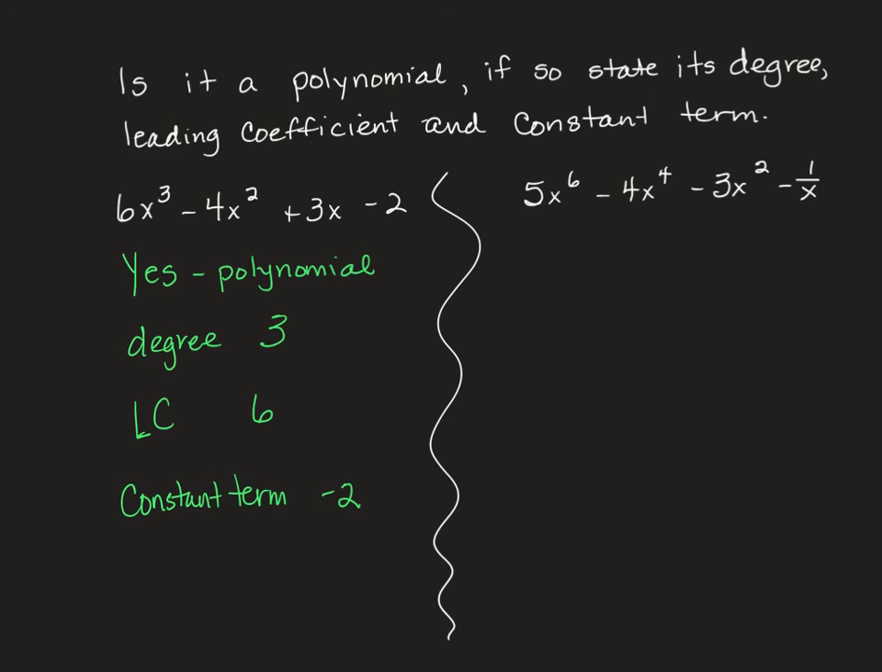Now let's look at this one. Again, looking at it, they go down in order. Is it a polynomial? It looks like it would be, but when we get to this part here, notice how my variable is in the denominator. So not a polynomial. And that's just how we're going to tell the difference.